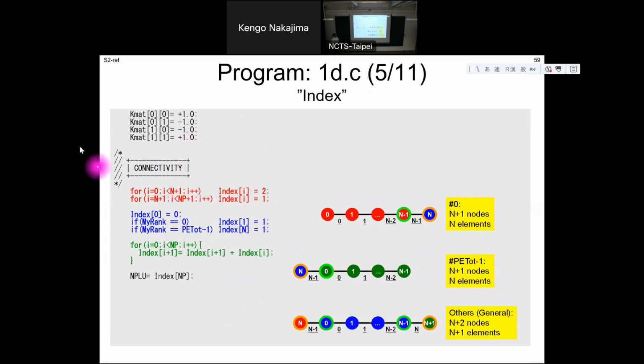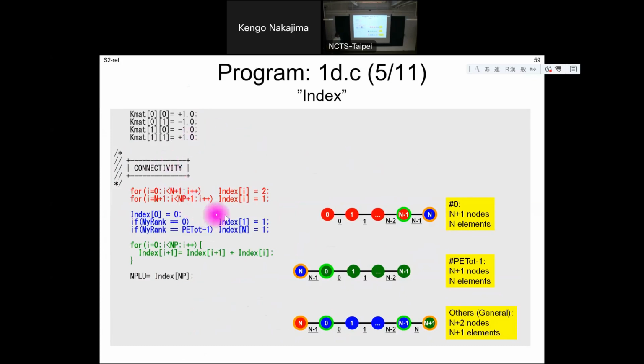Okay, so K-mat is okay. So this is just putting the plus minus 1. And the next one is about the connectivity. First of all, we need to specify the index. Index means the number of non-zero components for each node, because we need a very special treatment for the boundary nodes. So we have to be careful about that also.